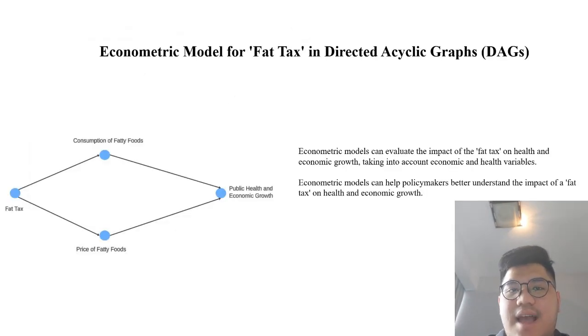Finally, let's discuss how we can empirically assess the health and economic consequences of a fat tax. Directed acyclic graphs, or DAGs, are useful tools for modeling causal relationships. By constructing a DAG, we can identify variables such as consumption of unhealthy foods, health outcomes, and economic indicators. We can then use econometric techniques to estimate the impact of the tax on both health and economic growth, providing valuable insight for policymakers.